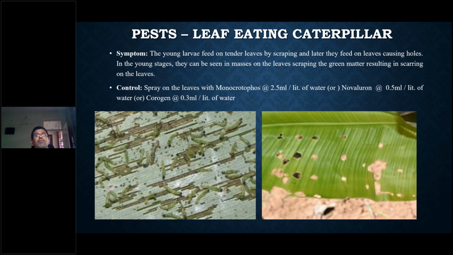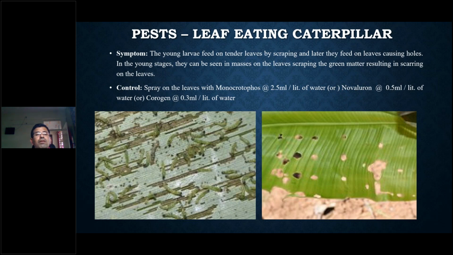Another important pest is the leaf-eating caterpillar, Spodoptera. You can see in the left side photograph very small caterpillars in a colony on one leaf. If you turn to the back side, there will be thousands of larvae. It's a young stage of larvae. They scrape the green matter and leave only the fiber.